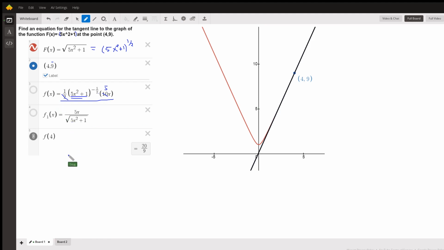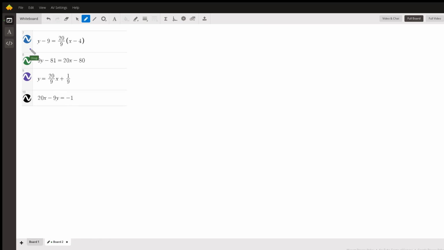Now, how do you write the equation of the tangent line? Well, you could start by using point slope. There's the slope, y minus y sub 1. This is the y coordinate of the point that you know about. And this is x sub 1, x minus x sub 1. So y minus 9 equals 20/9 times the quantity x minus 4.